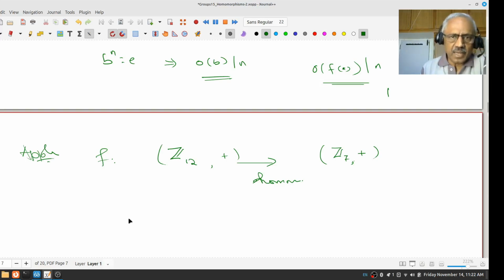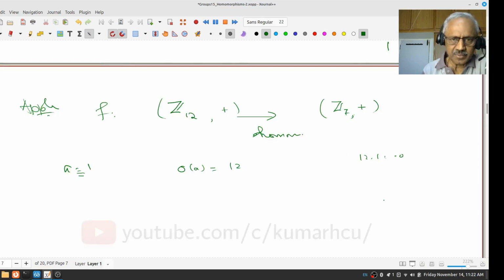Okay, I want to make use of the Euler result. What will be your choice of A then? An obvious choice. I am sure all of you will check f of 1. Then what is the order of A? It is 12, because 1 plus 1, 12 times, is 0, and nothing short of that will be 0, right?